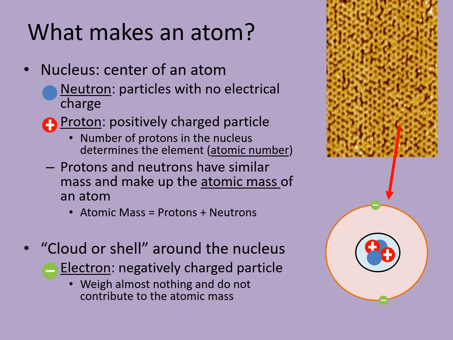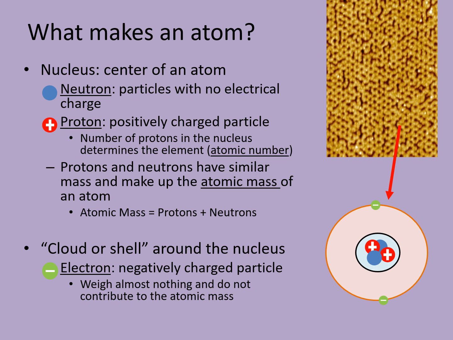Protons are positively charged particles, and the number of protons in the nucleus determines the element's atomic number. So if you have an atomic number of 5, you have 5 protons. Protons and neutrons have similar mass. They make up some of the atomic mass of an atom. So actually combined, the atomic mass is the combination of protons and neutrons.